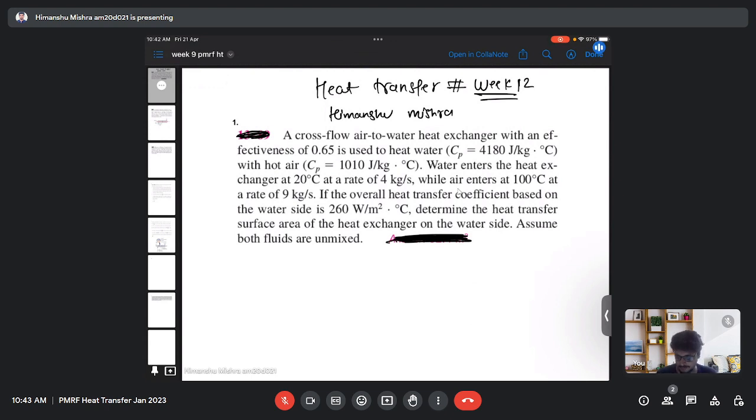The first question is: a cross flow air to water heat exchanger with an effectiveness of 0.65 is used to heat water, and we are given the specific heats of water and hot air. The water enters the heat exchanger at 20 degrees Celsius at a rate of 4 kg per second, while air enters at 100 degrees Celsius at a rate of 9 kg per second. If the overall heat transfer coefficient based on the water side is 260 watt per meter square degree Celsius, determine the heat transfer surface area of the heat exchanger on the water side. Assume both fluids are unmixed.